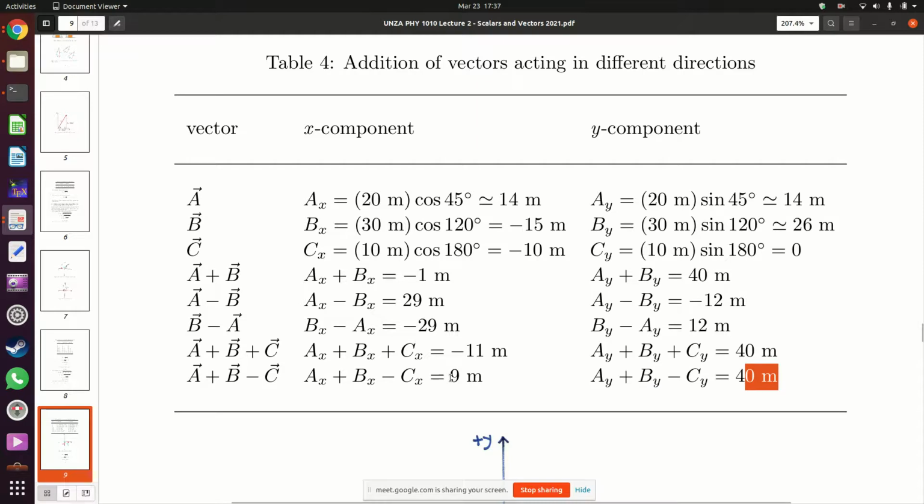So in this case, the x component of a plus b minus c is positive, and the y component of a plus b minus c is also positive. So both components are positive in this case, similar to what we have up there. Are we clear?